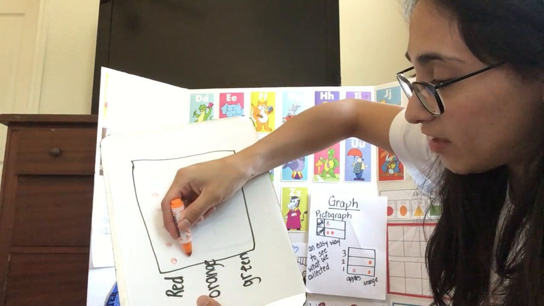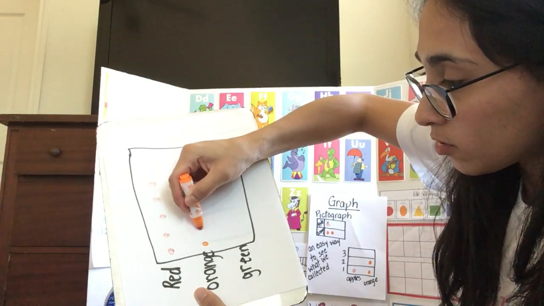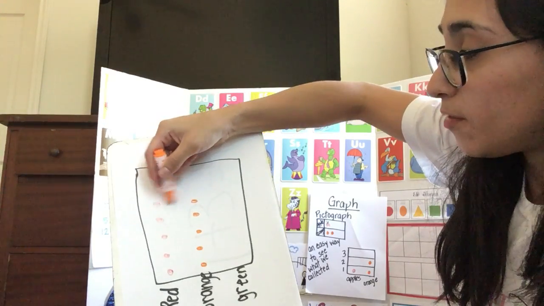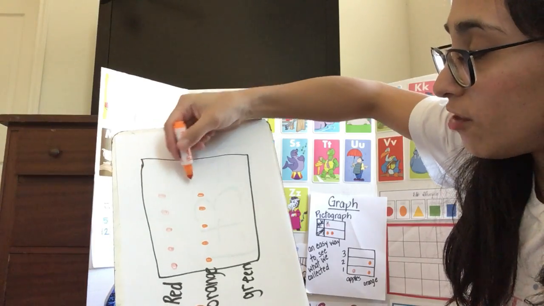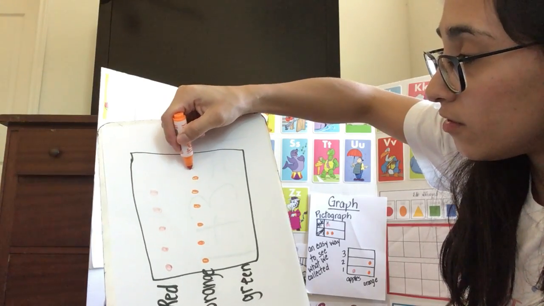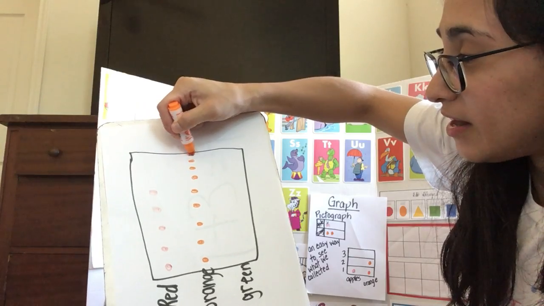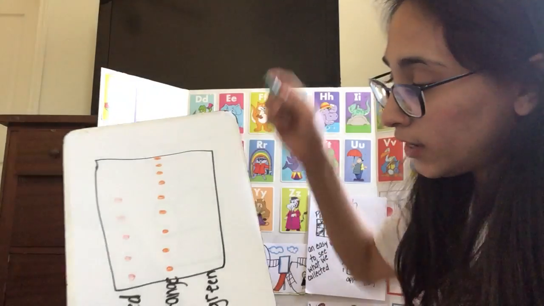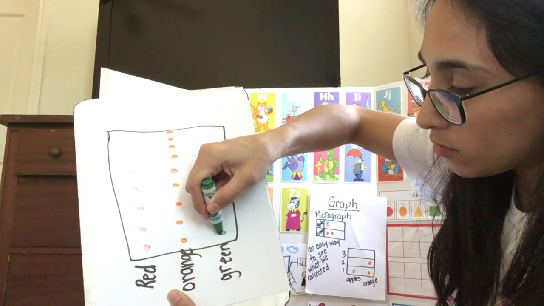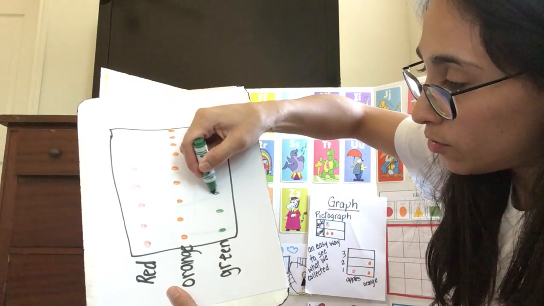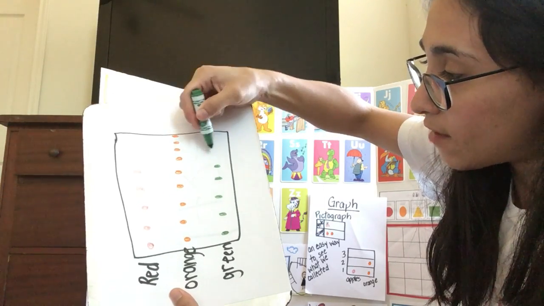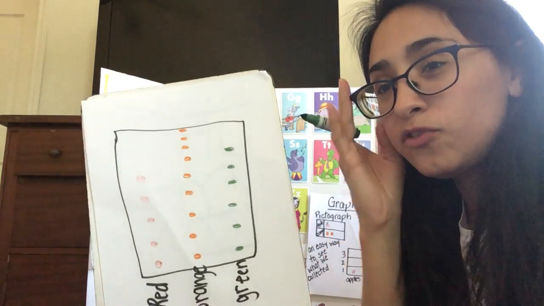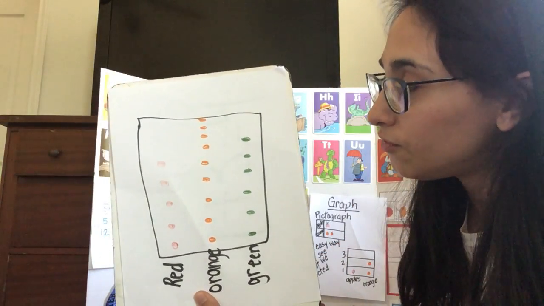So remember, I have to start the same line. So 1, 2, 3, 4, 5. Do you see how they both touch each other, or they're in line with each other? 5, 6, 7, 8, 9. Whew, they fit. And then I had 6 green. So again, making sure I line them up. 1, 2, 3, 4, 5, 6. Can you already tell which one has the most? Which one has the least?